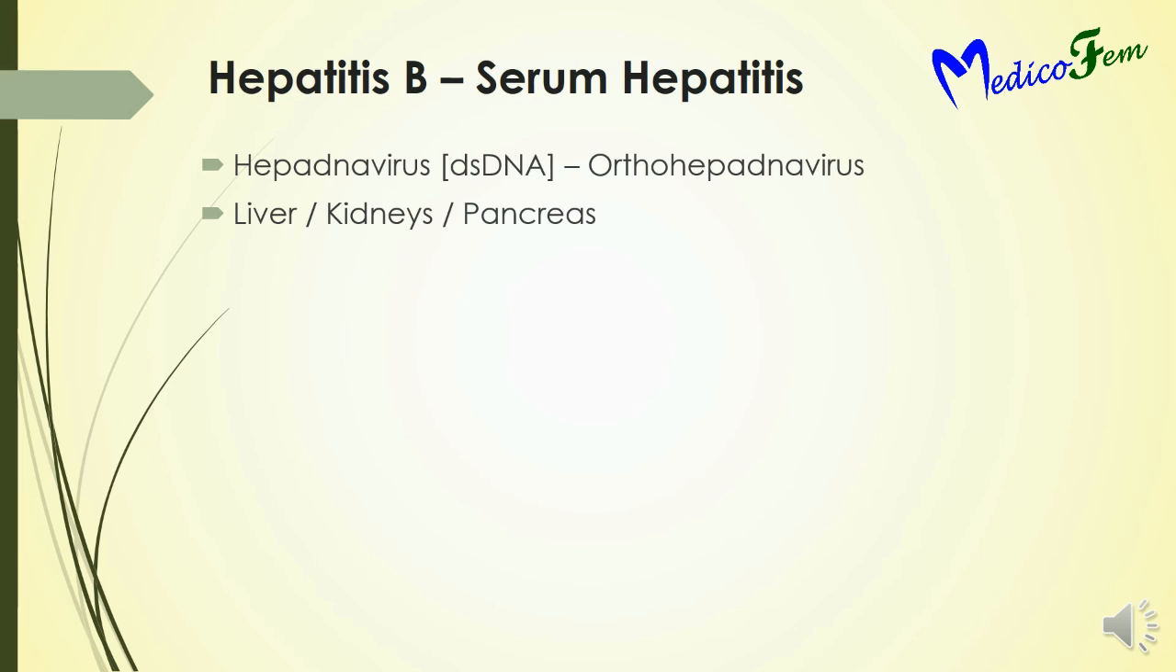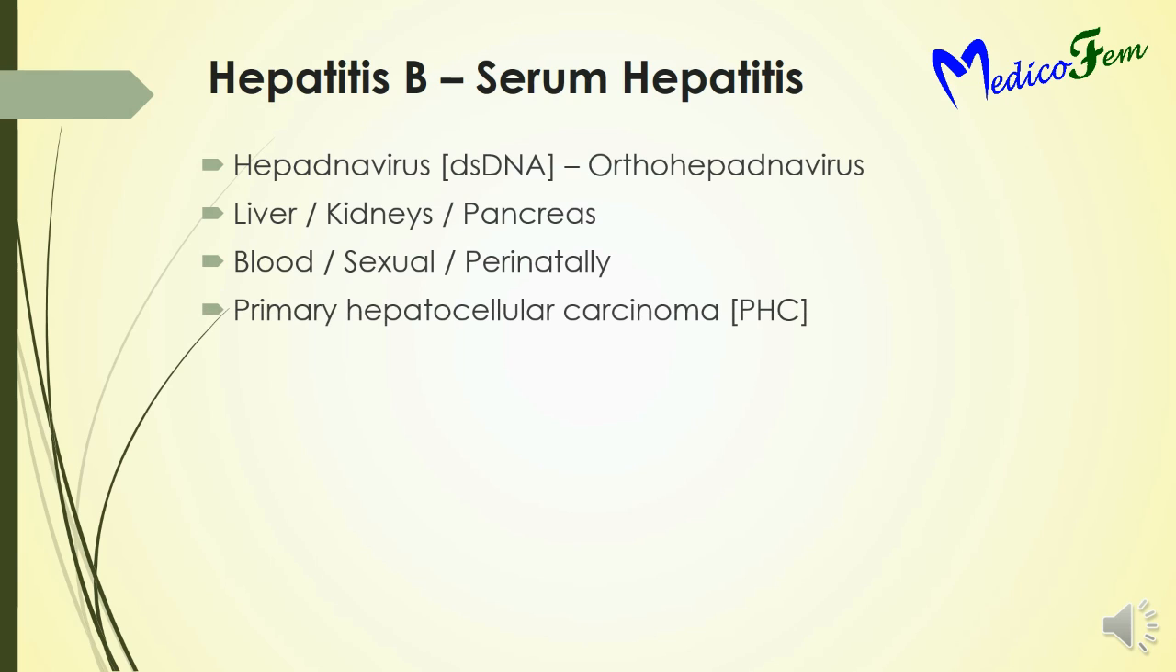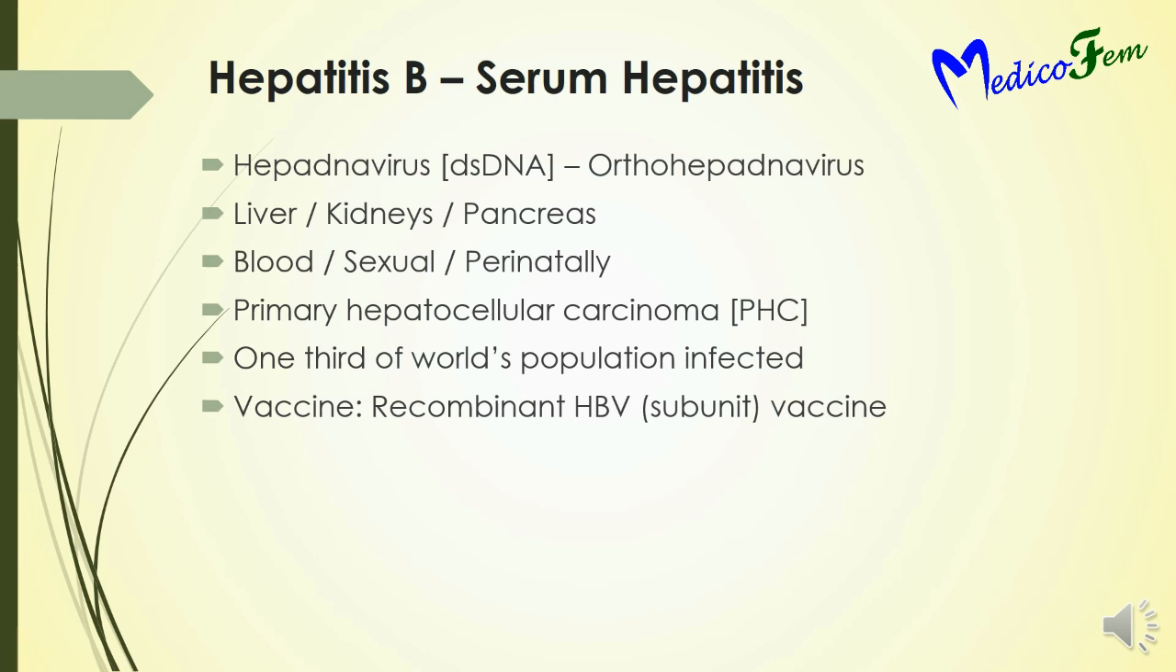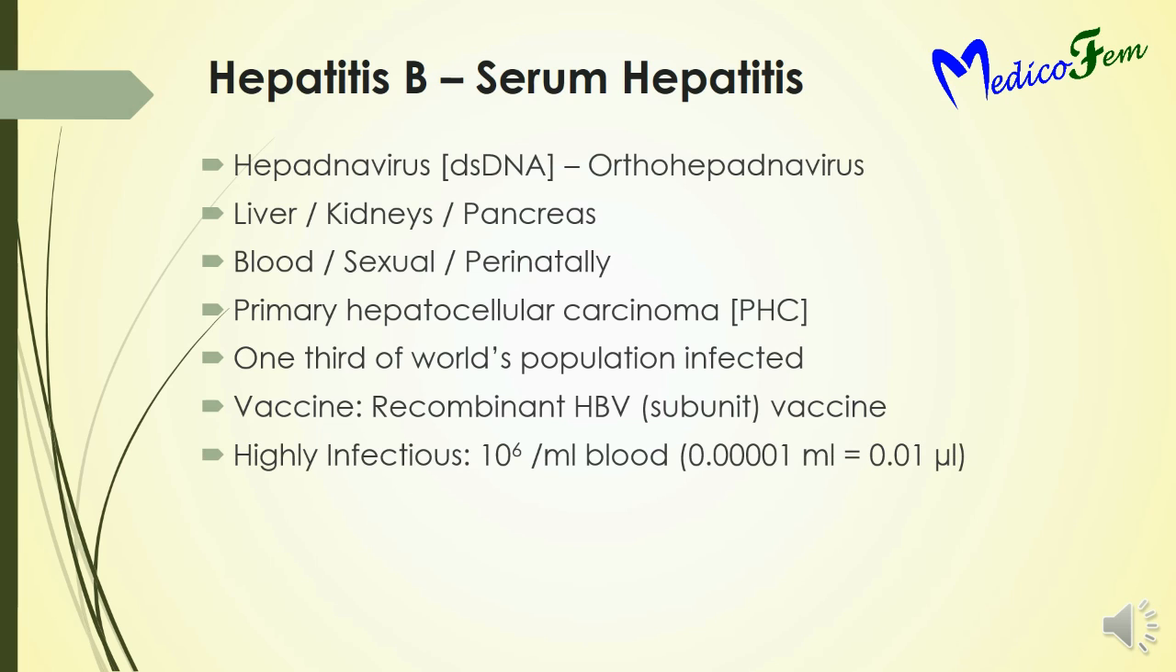It damages mainly the liver, kidney and pancreas. It is transmitted by blood transfusion, sexual route and perinatally. It causes primary hepatocellular carcinoma, so it is a carcinogenic virus. Almost one third of the world's population is infected by hepatitis B virus. The vaccine available for hepatitis B is a recombinant subunit vaccine.